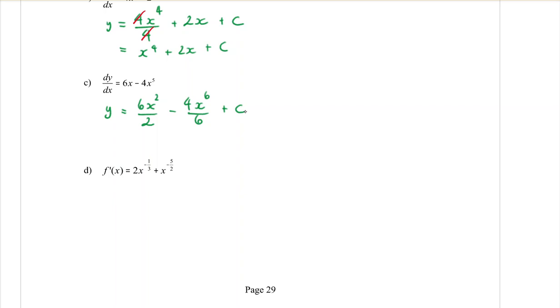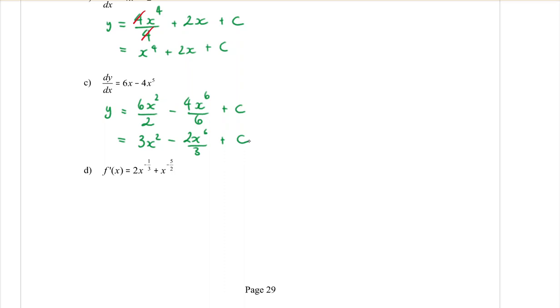And I just want to go through and simplify each of those fractions. So 6 divided by 2 makes 3x squared. The second term doesn't simplify to a whole number, but I can divide top and bottom by 2 to be 2x to the 6 over 3 plus c.